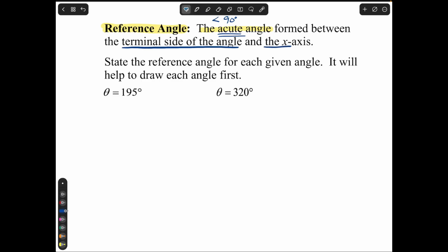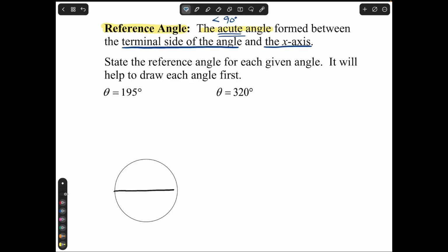It says state the reference angle for each given angle. It will help to draw each angle first, and that is a big truth. It's so much easier in this unit if you're willing to draw the pictures out. So there is my circle. I'm going to go ahead and draw in my x-axis and my y-axis. Those are important to have there, especially that x-axis right now because we're talking about reference angles.